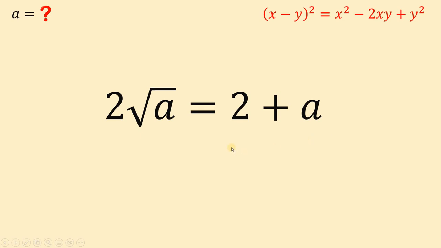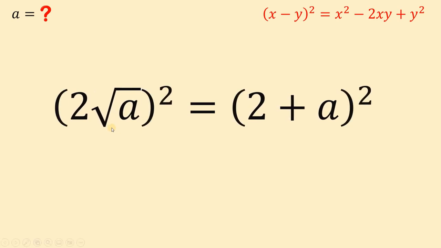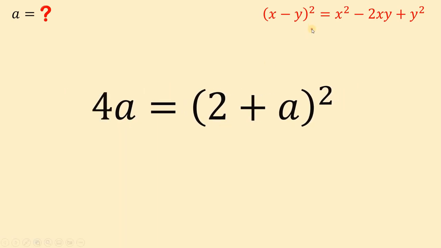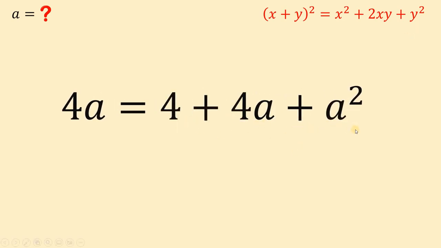And now, for the last time, let's square both sides to cancel out the square root. On the left side, we have 2 times the square root of a quantity squared. This will give us 4 times a. And on the right-hand side, we will use this identity. If we have x plus y quantity squared, this is equivalent to x squared plus 2xy plus y squared. Or simply, this is equivalent to 4 plus 4a plus a squared.